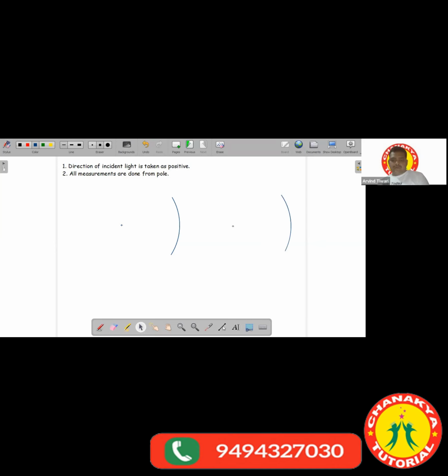Okay. So let us draw the principal axis. Here also I have the principal axis. Now let this first mirror be the concave mirror. And let this be the convex mirror.